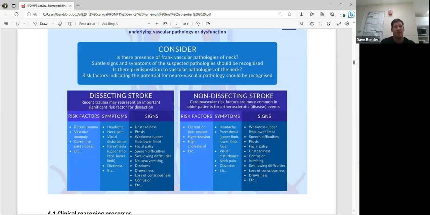You're going to get dizziness, headache, those usual things. With somebody with a dissection, we may just have neck pain and headache, which again, we're then looking to differentiate, the neck pain from the headache, but it never fully excludes the fact that this person may have a vertebral artery dissection or a carotid artery dissection. It can be a little trickier to pick up.